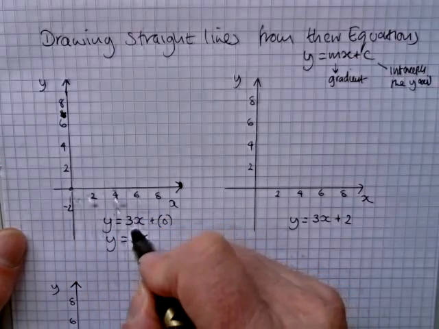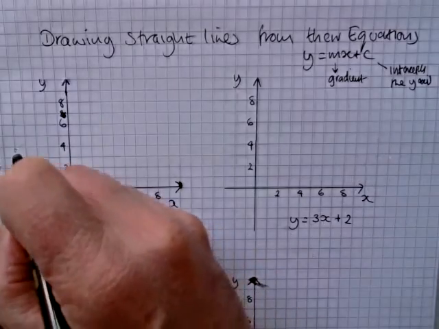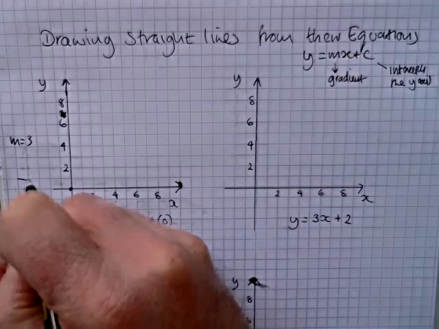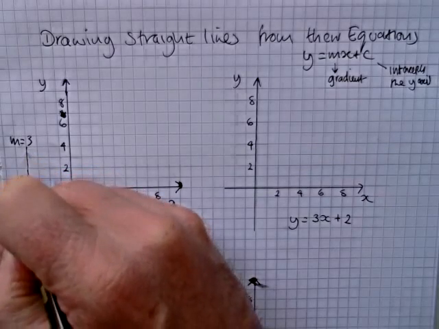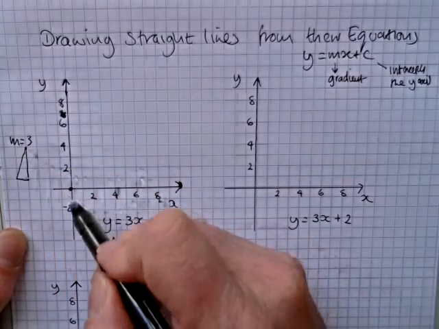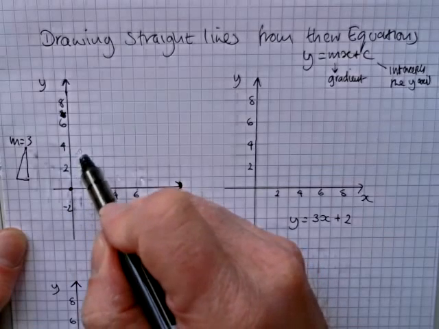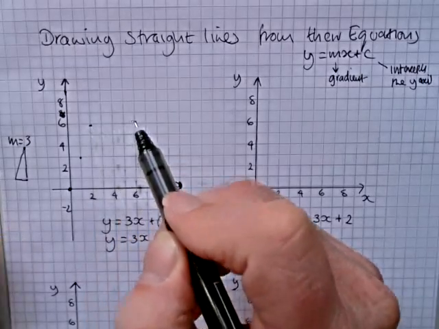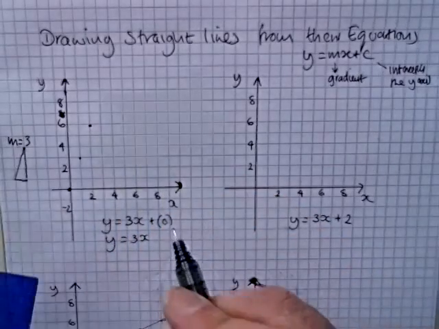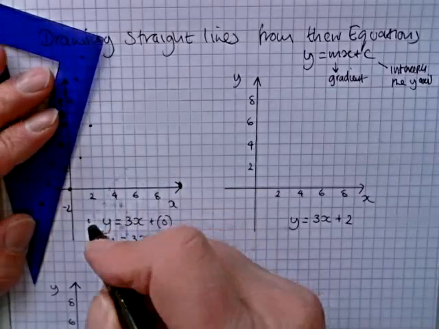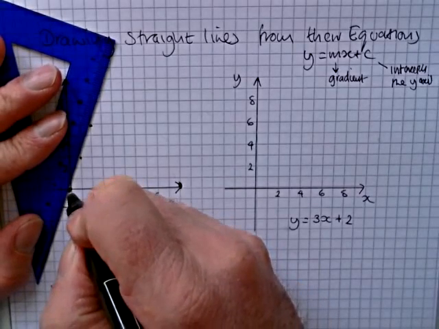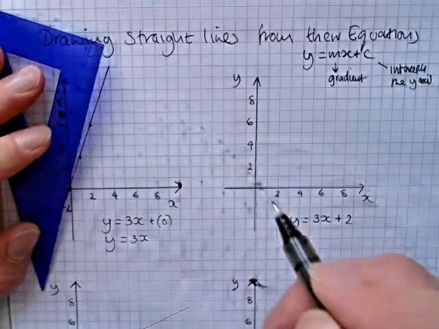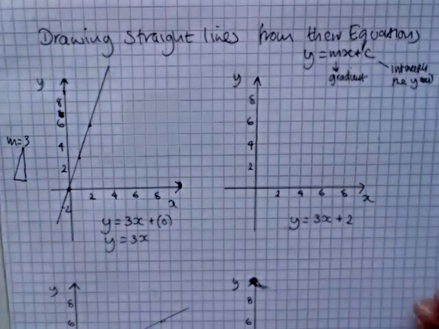Now the gradient of 3, m equals 3, what does that mean? It means if you go across 1, you go up 3. That's how steep the slope is. So I'm at 0, 0, I go across 1, I go up 3. Maybe do it again, go across 1, go up 3. You only need 2 points to hit the line exactly the right place, but just for accuracy, if we put a third in it, it tends to get a better line. You could slip if you get points too close together. So that's the graph of y equals 3x.